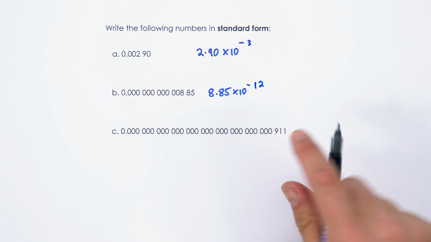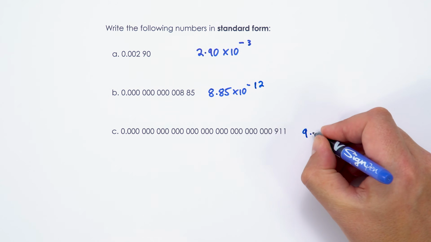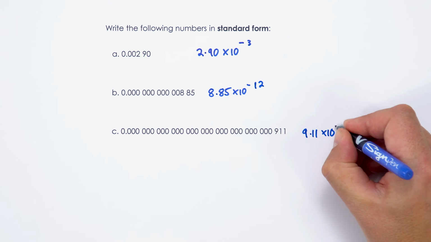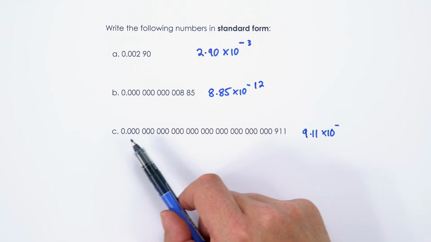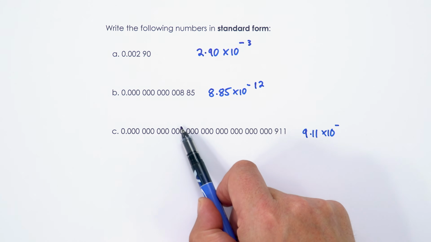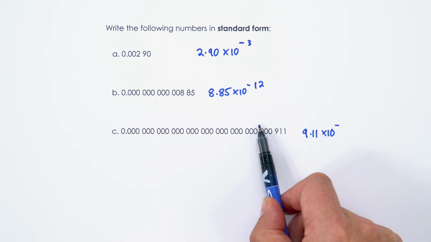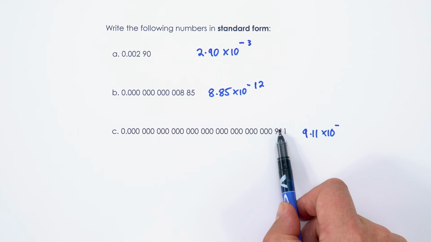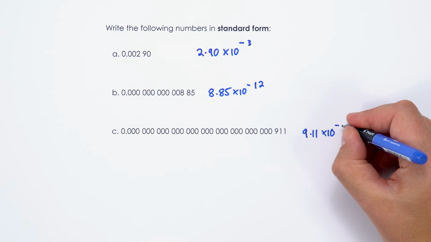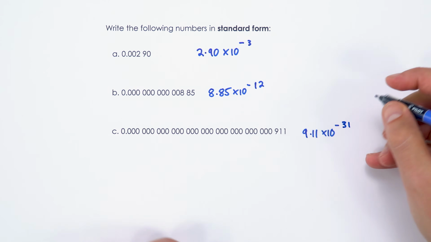And then the last example is going to be 9.11 times 10 to the minus. And we now need to move the decimal place 3, 6, 9, 12, 15, 18, 21, 24, 27, 28, 29, 30, 31 places. So this is 9.11 times 10 to the minus 31. So these are incredibly small numbers written now in standard form.